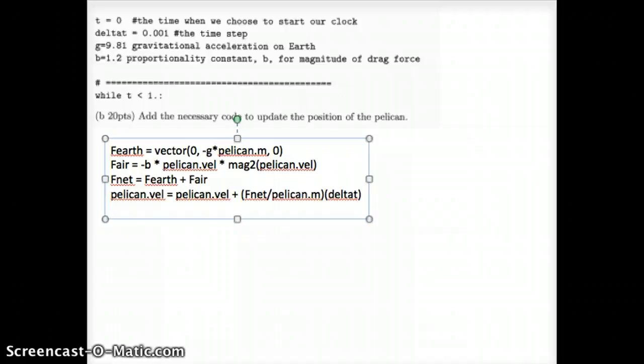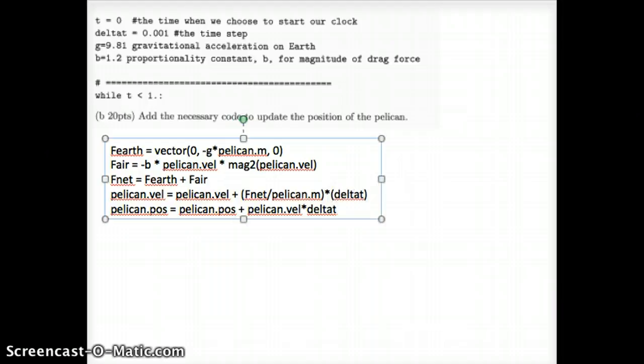Then you can update the pelican's position by saying that pelican.pos, which is what we're going to use to denote pelican's position, is equal, the final position is equal to the initial position plus the final velocity multiplied by delta t. Also here, make sure you use an asterisk when you're denoting it. Okay, and that's pretty much it for the code.